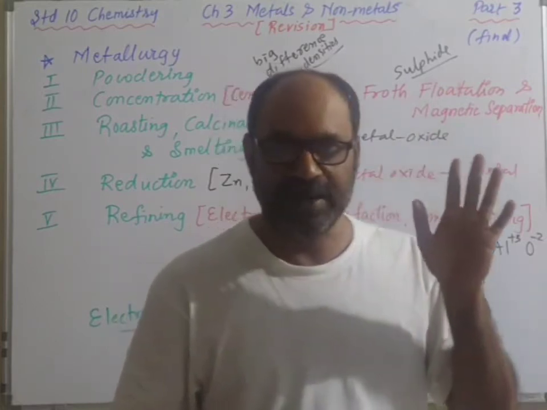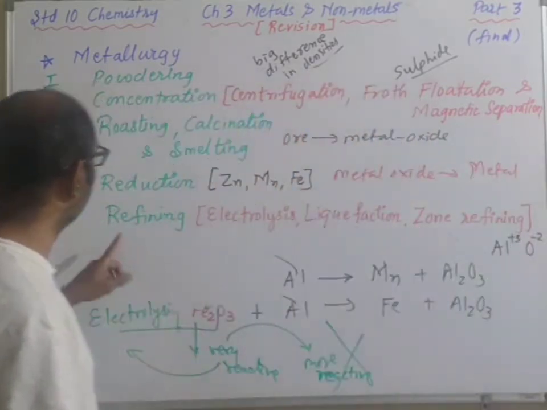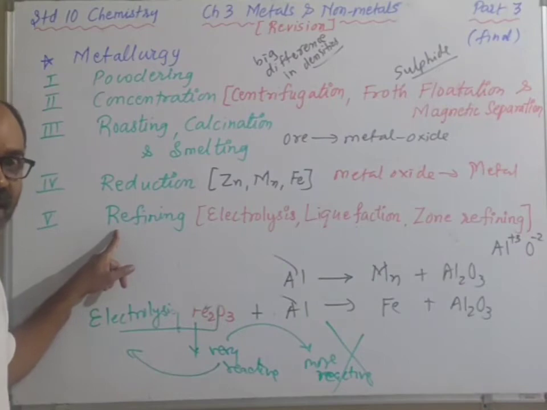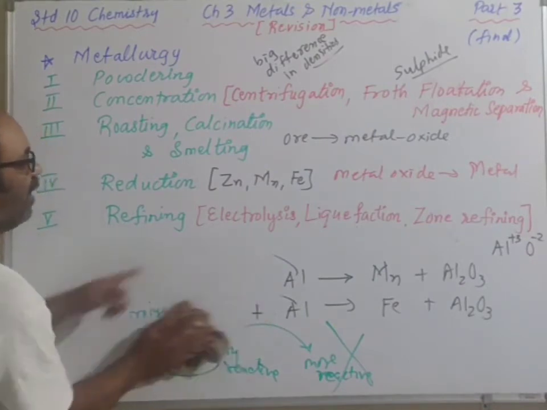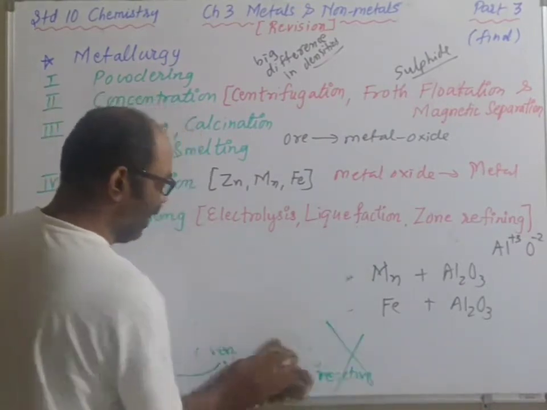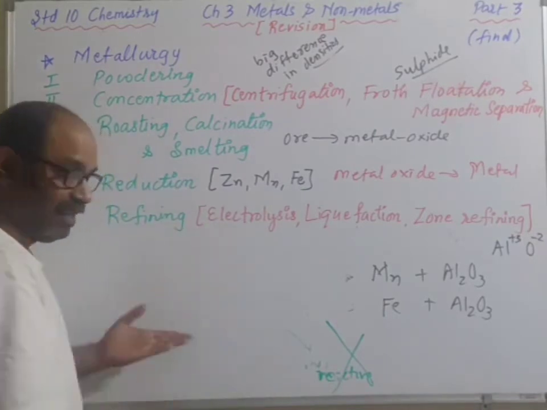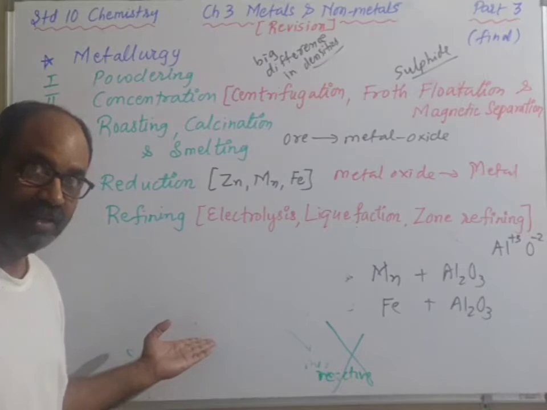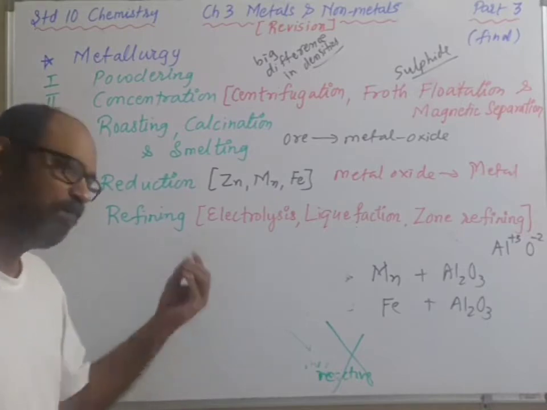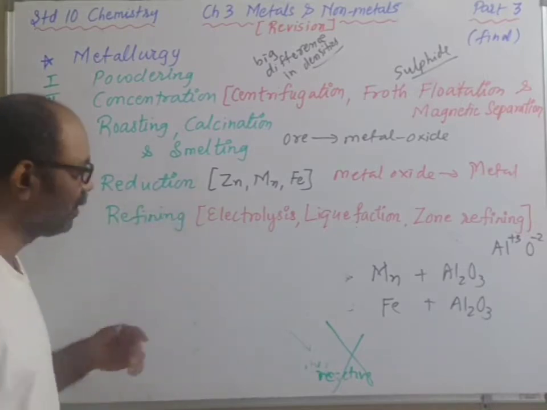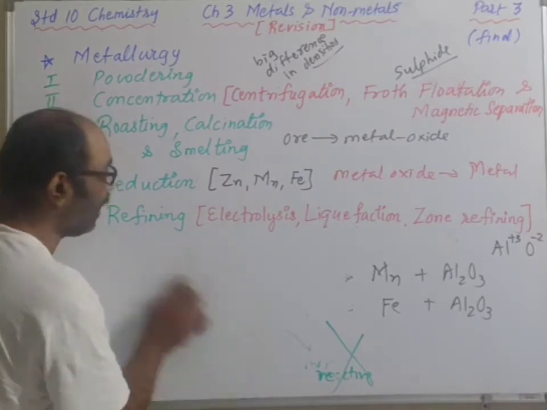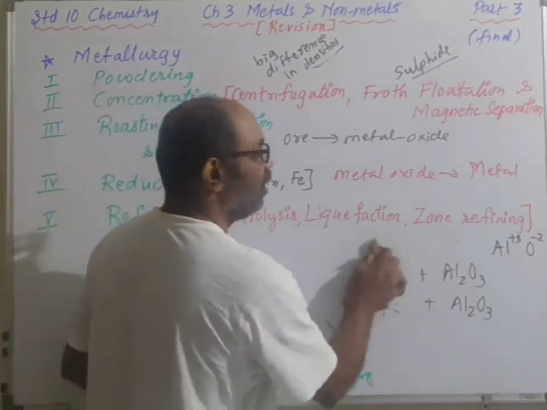And if you want to get 100% pure metal, then you will have to go for the last stage, and that is refining. Now this refining is done in 3 ways depending upon the nature of the metal. Electrolysis: just now I said, the metal we can bring into 100% pure form by electrolysis for a highly reactive metal, correct? And liquefaction.